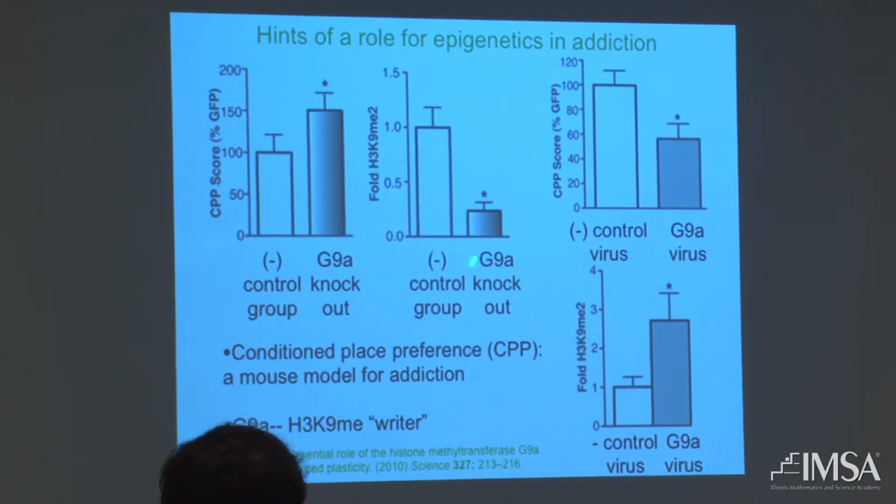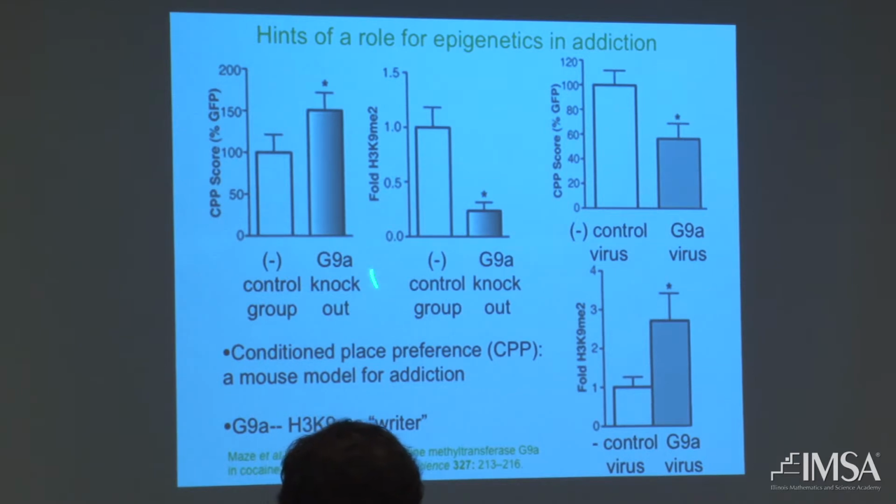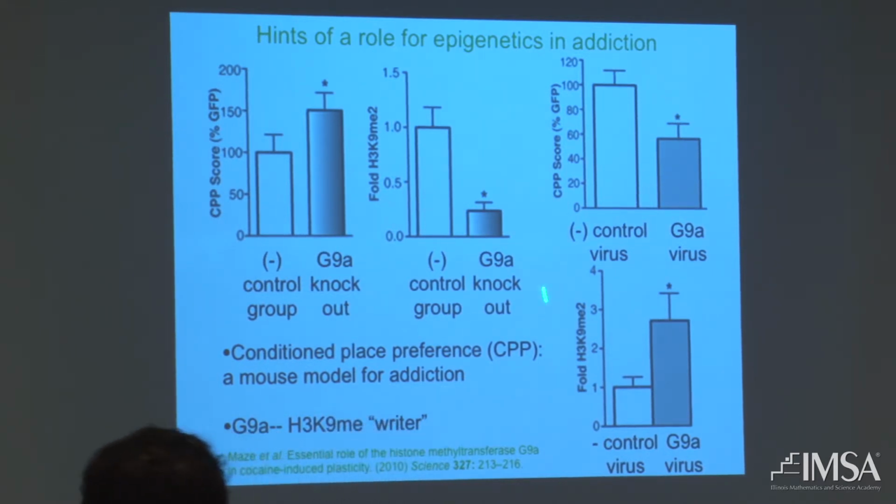And so the G9A knockout works. The modification that G9A is involved in installing is reduced in the knockout. It's not complete because the way he did the knockout is not a complete animal knockout. It's a targeted knockout in a particular brain region. And then he did the reverse experiment.